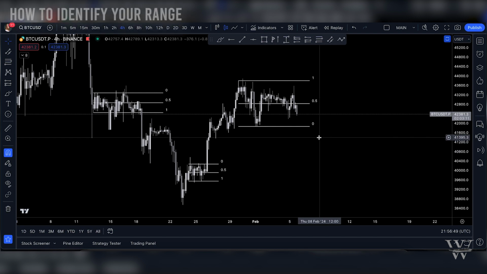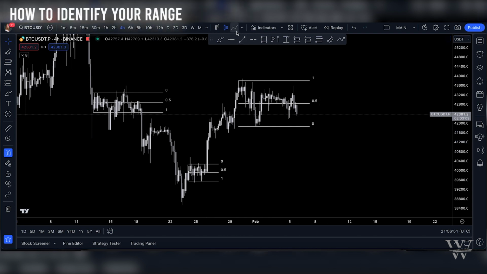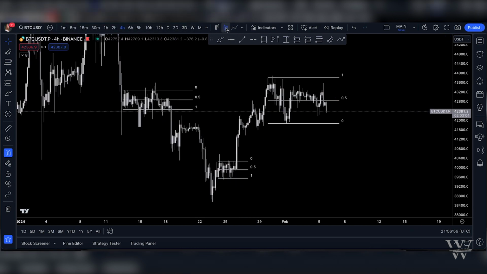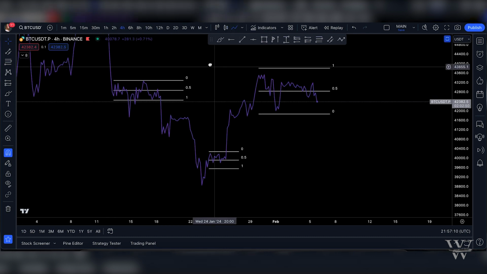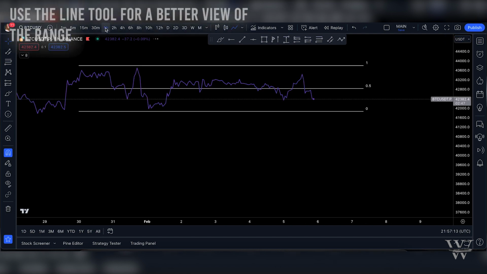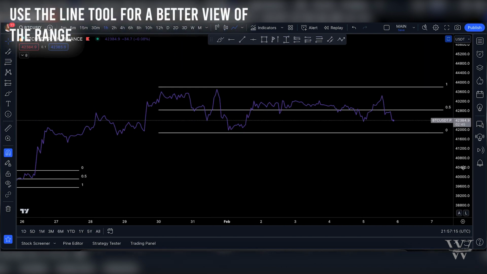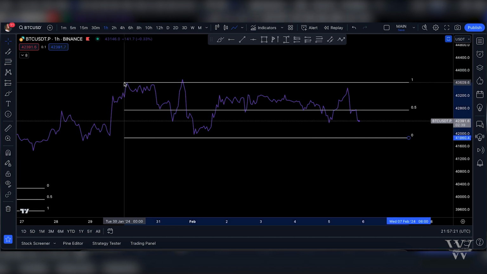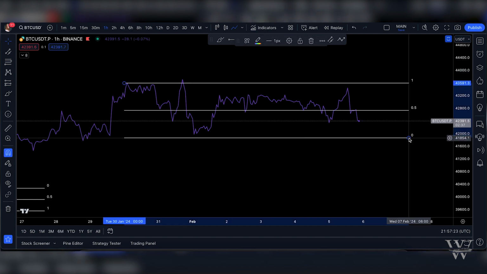So this is how you identify a range, and you can also change to the line tool here, which will give you normal ranges. I like to use the wicks because when you sweep the wicks, or sweep the highs or the lows, and accept back inside the range, these give you really good plays, which I will go over shortly. Another way to identify your ranges is to use the line tool, which gives you more of a value area high and value area low, because it doesn't take the wicks into account. It's another way to look at your range, maybe a little bit cleaner.